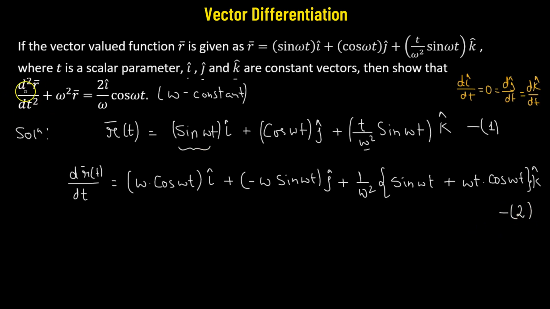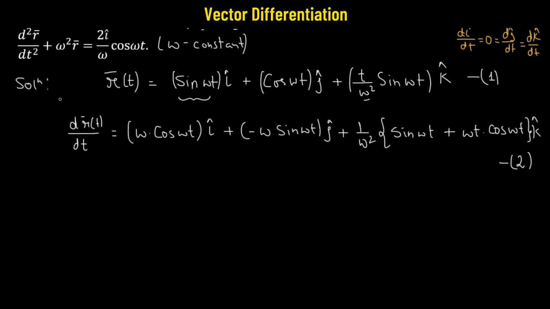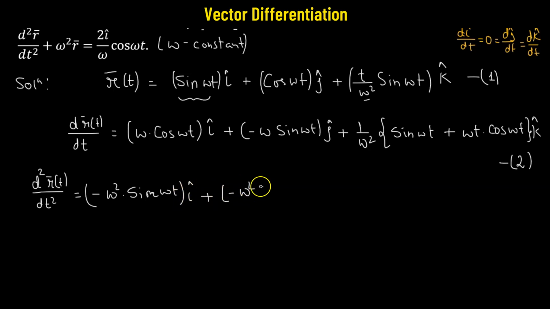We'll also need to find the second derivative, because in our differential equation we have the second derivative of r with respect to the parameter t. So let's find it. We have the second derivative of our vector valued function r with respect to t. This will be equal to, so we'll have to take the derivative of omega cos omega t. That will be negative omega squared times sine omega t, i cap, plus negative omega squared cosine omega t j cap, plus 1 over omega squared.